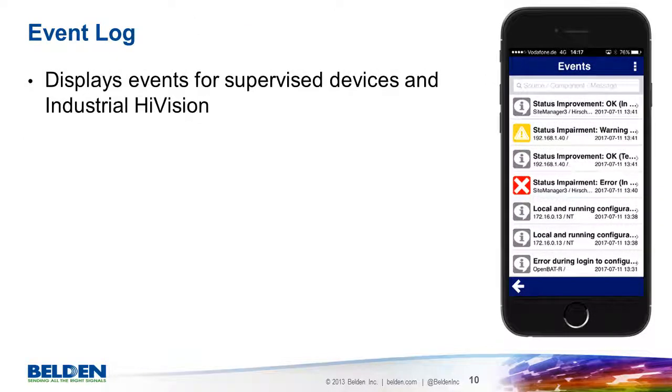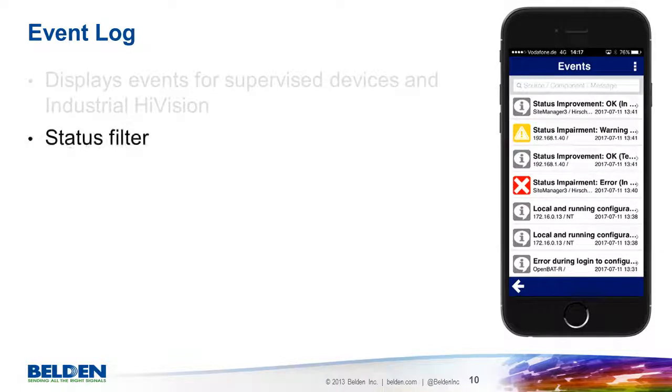Event logs are critical for fault finding, so this information must be available immediately. The event screen shows exactly the same information as the Industrial HiVision event screen, but formatted to suit the display size. Tapping an event drills down to provide full information in a list format.